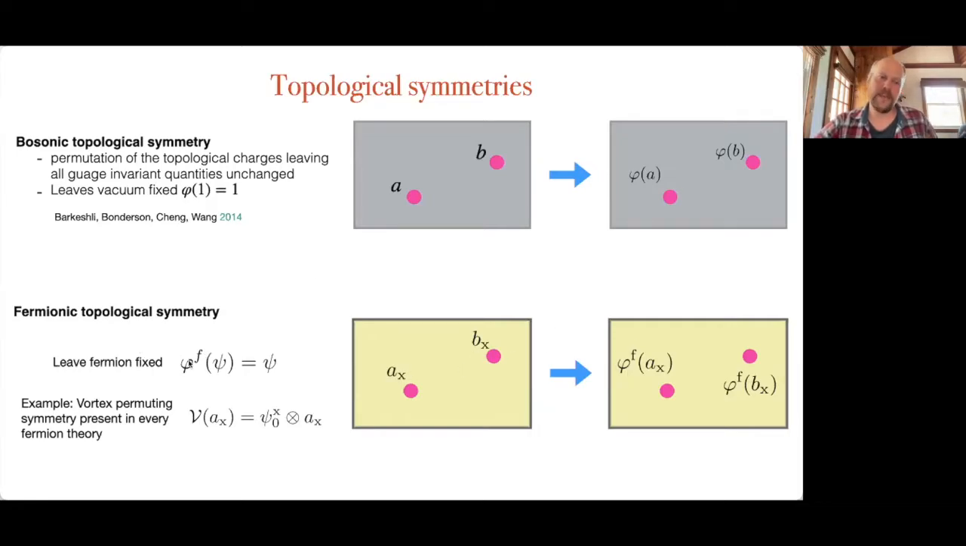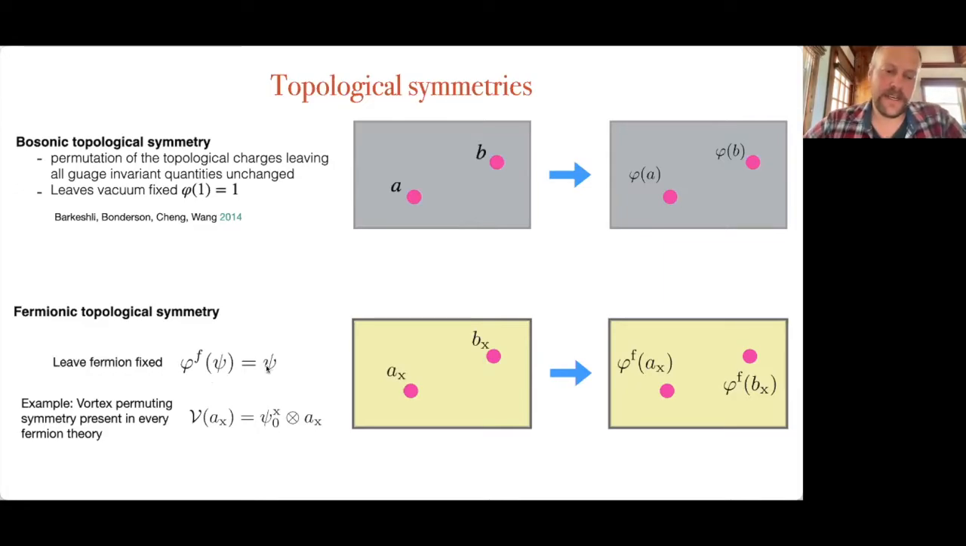But it's constrained to leave the physical fermion fixed. So psi must map back to itself. One way you might justify this is by thinking about your fermionic phase as living at the boundary of some higher dimensional fermionic phase for which the symmetry doesn't act on. And we should be able to move the fermions on and off of this phase. Because of that, the symmetry has to act trivially on the fermion.